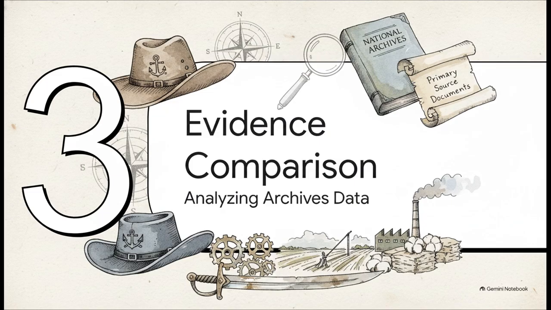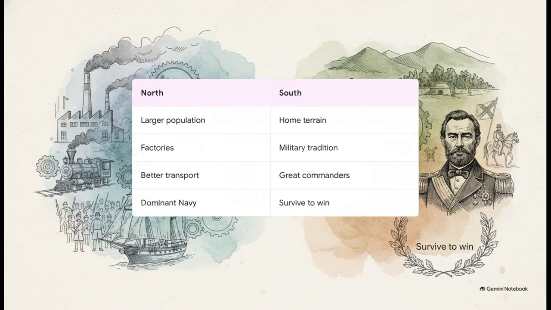Section 3, Evidence Comparison, the Advantages. Let's analyze some National Archives data. All right, it is time to shift gears into practice mode. Systematically comparing evidence from the National Archives, we can clearly see the North held some incredible material advantages. They had a larger population for manpower, substantial factories to pump out war materials, a vast transportation network of railroads and canals, a dominant navy, and they were officially recognized by the world as a legitimate government.